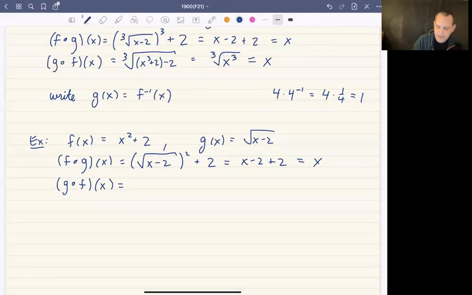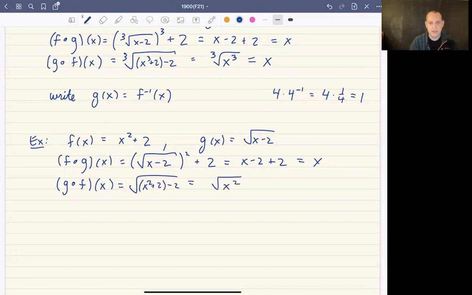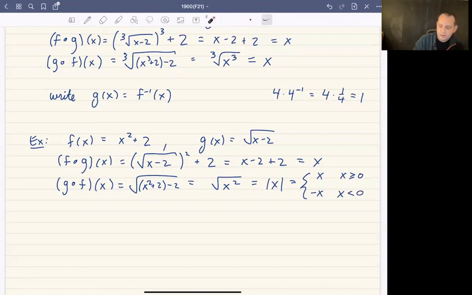If you take g composed with f, we're going to take the square root of x squared plus 2 minus 2, and that's going to be the square root of x squared because the 2's will cancel. And that's not going to be x. That's only going to be the absolute value of x, which is a piecewise function. It's defined as x when x is greater than or equal to 0, and negative x otherwise. So in particular, if you were to look at g composed with f of x, this is not even going to be equal to x when x is negative. Okay, it's going to be equal to negative x. So you do not have inverses here.